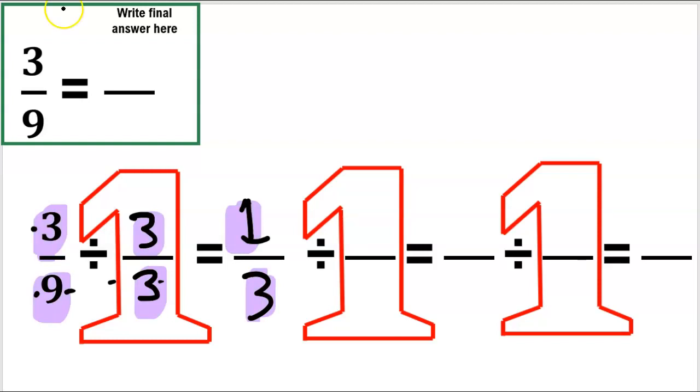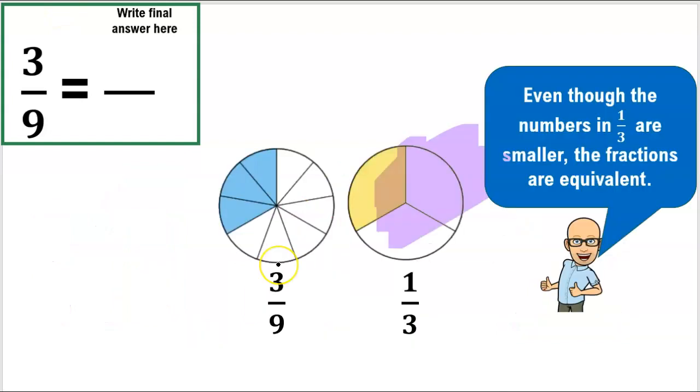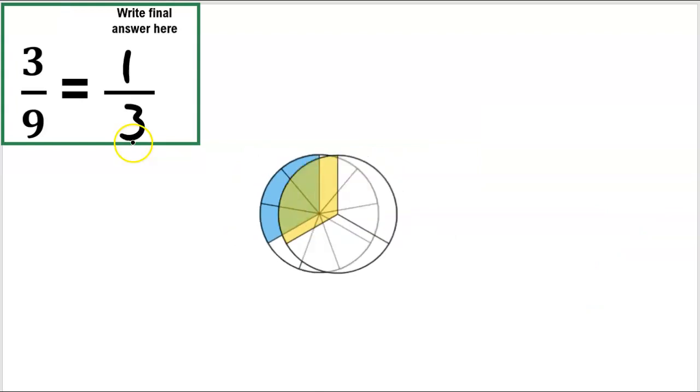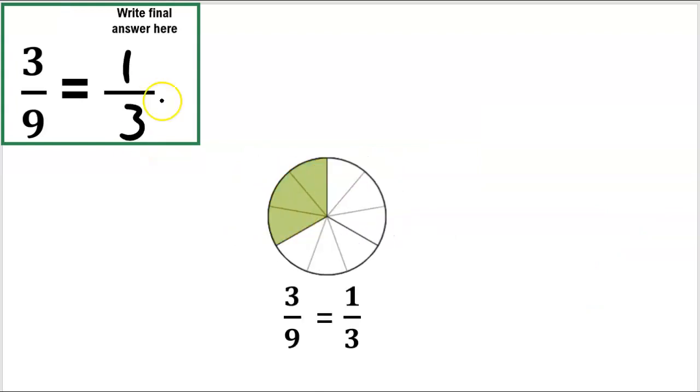Now, can we bring it down any more? Can we divide by anything else? No. That's it. They're both prime numbers. You're done. And just to be clear, 3/9 is equivalent to 1/3. Just because that 1 and 3 look like smaller numbers, it's still equal to 3/9. See? Boom. 3/9 is equivalent to 1/3.